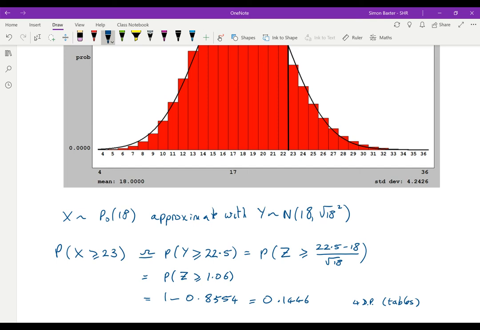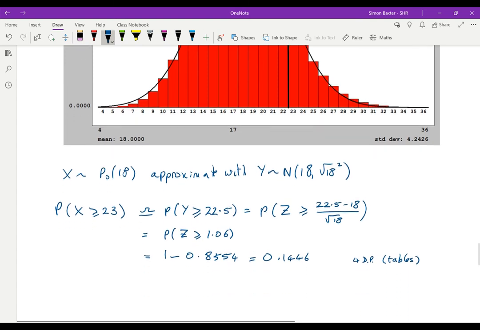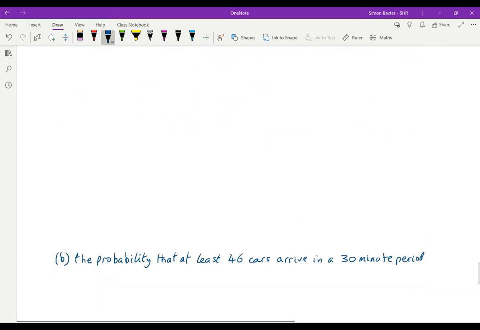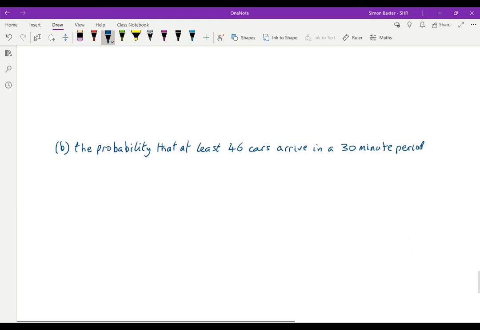Very simple, not very different to using the binomial. Once you've decided what approximation you're using, everything follows. Well, that was part A. Let's look on and look at part B.